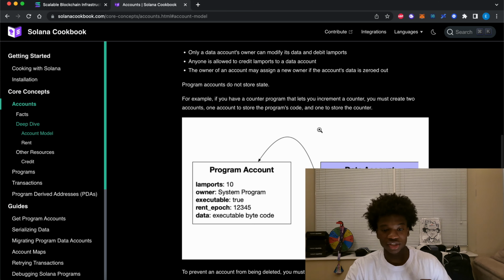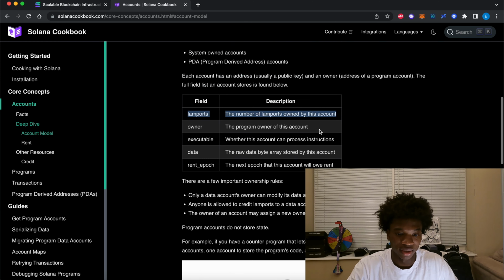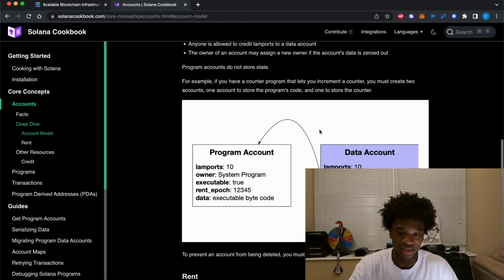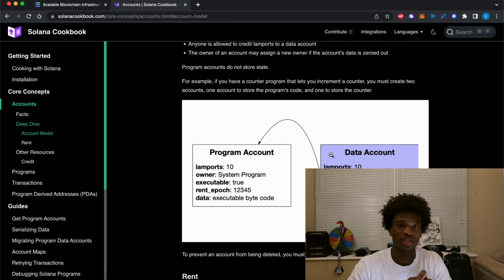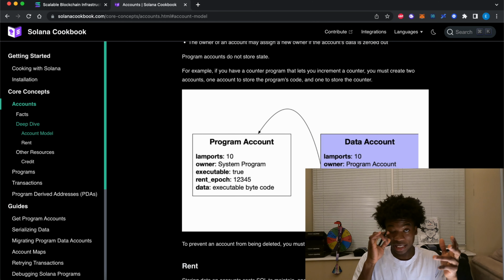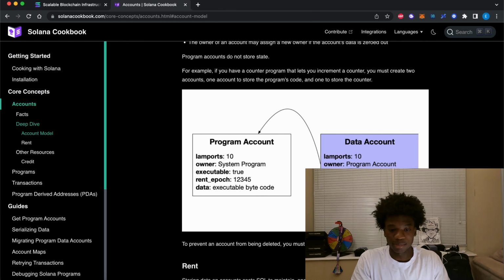Program accounts do not store state. This is interesting. For example, if you have a counter program that lets you increment a counter, you must create two accounts: one account to store the program's code and one to store the counter. So a program account is not allowed to store any piece of data. It's just running a command.